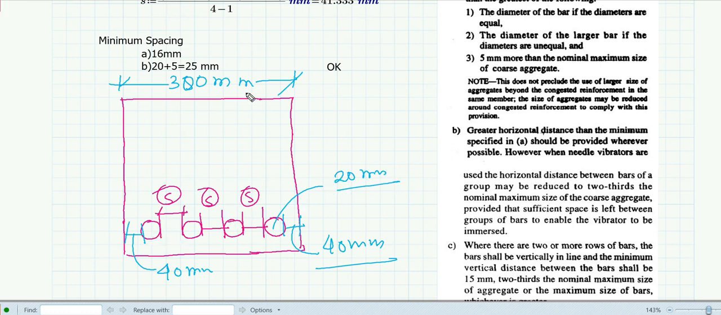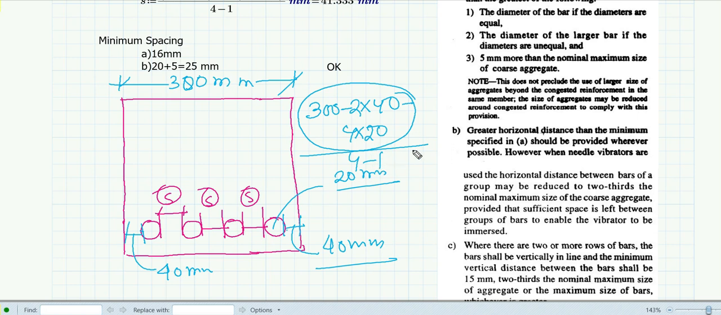So if I subtract from 300 minus 240 mm, that is 2 into 40 mm, I will get this distance from here to here. Then I will subtract the diameter of the bars, that is we have 4 numbers of bars of 20 mm. Then we will get the total area without the reinforcement and the clear cover, divided by the spacing. If the 4 numbers of bar, the gap will be 3, so 4 minus 1. So this will give you the clear spacing between the bars.